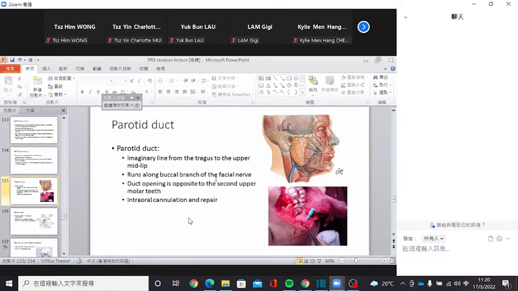So parotid duct. What is the surface anatomy for the parotid duct?